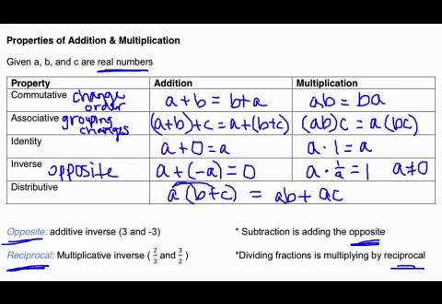I want you to look at these properties and think about whether they will work for subtraction and division. We've looked at how they work for multiplication and addition, but I want you to think about whether there are any numbers that will work so that these properties are true for subtraction and division as well.